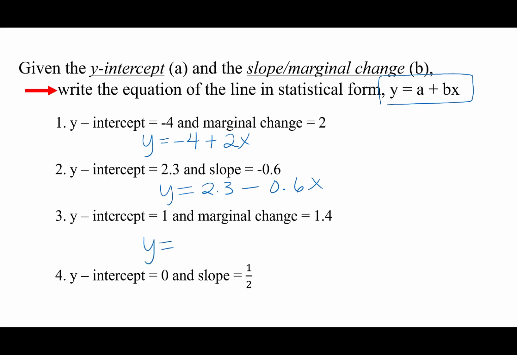So the equation is y equals 1 plus 1.4x. Number four, the y-intercept is 0 and the slope is 1/2. And so the equation would be y equals 1/2 x.